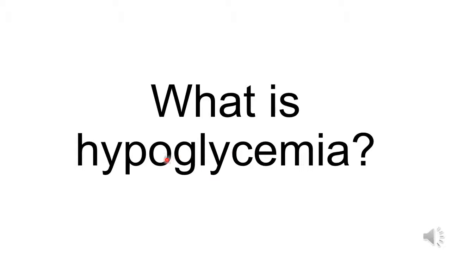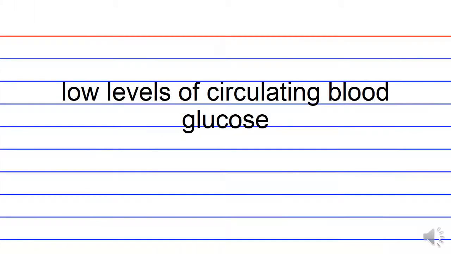What is hypoglycemia? Hypoglycemia. Low levels of circulating blood glucose. Okay, so this is hypo because it's the glucose content being measured in the blood rather than intracellular, I should say, within the cell. So the hypo refers to the low levels of glucose circulating in the blood.